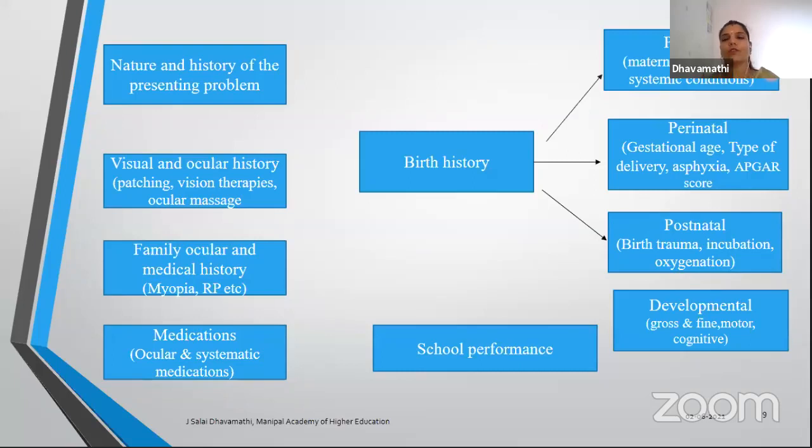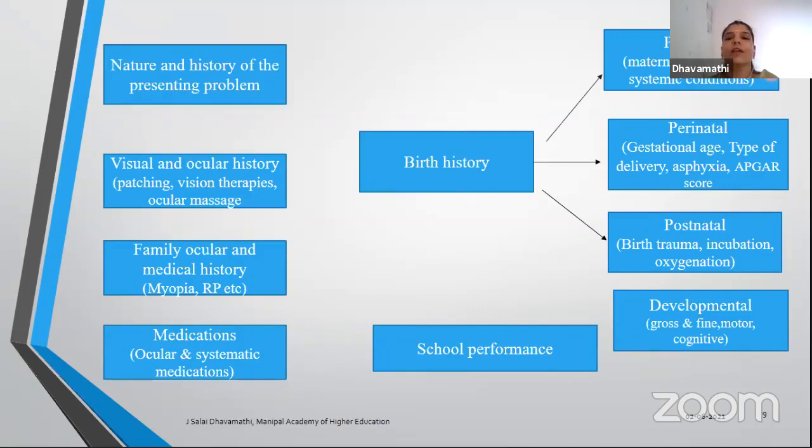As you all know, TORCH: T for toxoplasmosis, O for other diseases, R for rubella, C for cytomegalovirus, and H for herpes simplex infections. So you have to rule out the maternal infections, and if the mother has diabetes or is taking any medicines for that, you should record it, and when the mother got the diabetes. So that is prenatal history.